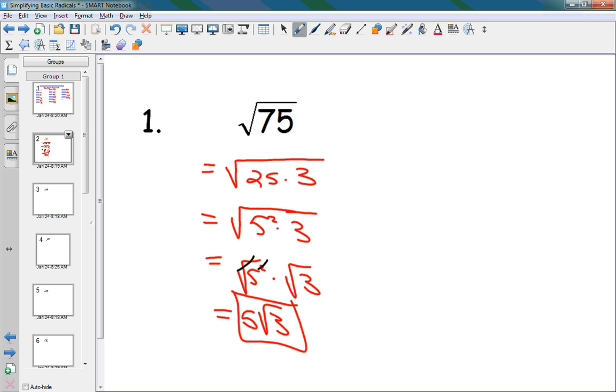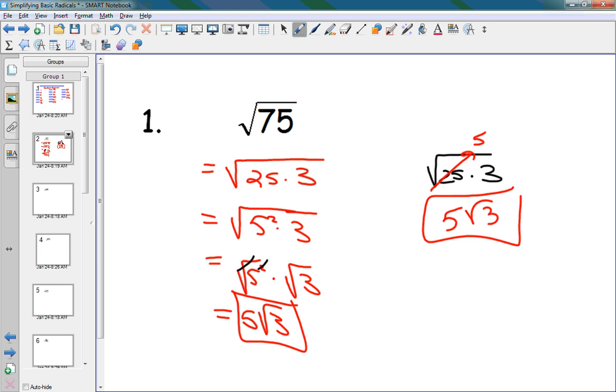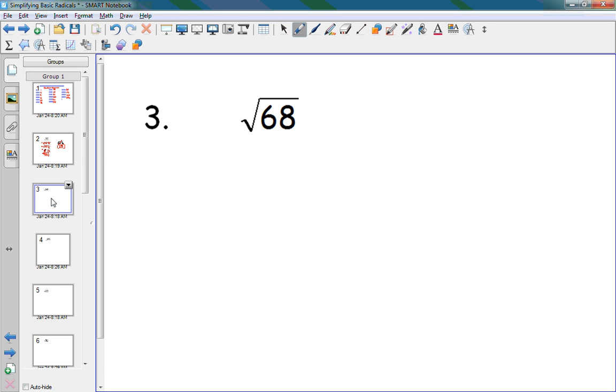Okay? This is the long windy road. Now, let me show you the shortcut. Your brain should know this already, but if not, from this step right here, you should say, well, what's the square root of 25? 5. The square root of 25 is 5, so that's going to give you 5 square roots of 3. If your brain cannot comprehend this shortcut, then you're going to have to do the long run. Do we understand that? Roger that.